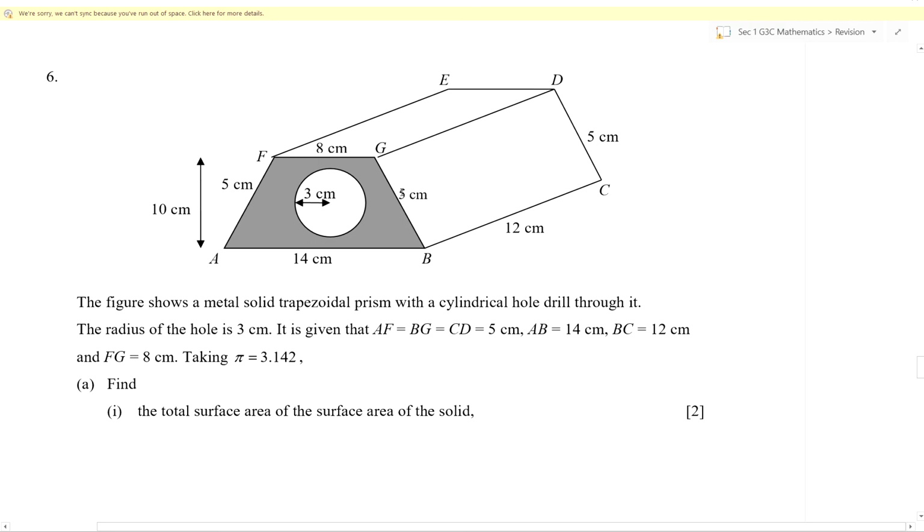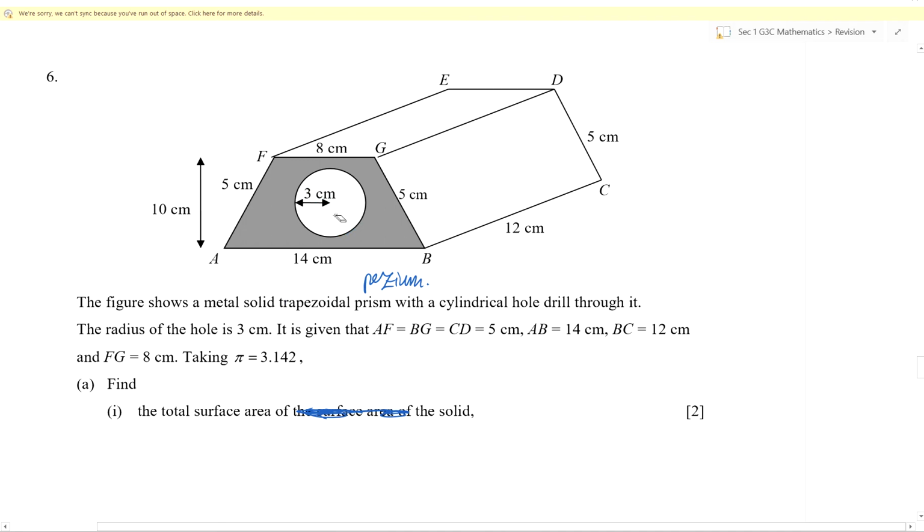Solid trapezoidal prism, so this just means trapezium, with a cylindrical hole drilled through it. The radius is 3 cm, and so forth, all the information given. Find the total surface area of the solid. Total surface area includes all the ones on the outside as well as in the hollow, so we need to include that also.